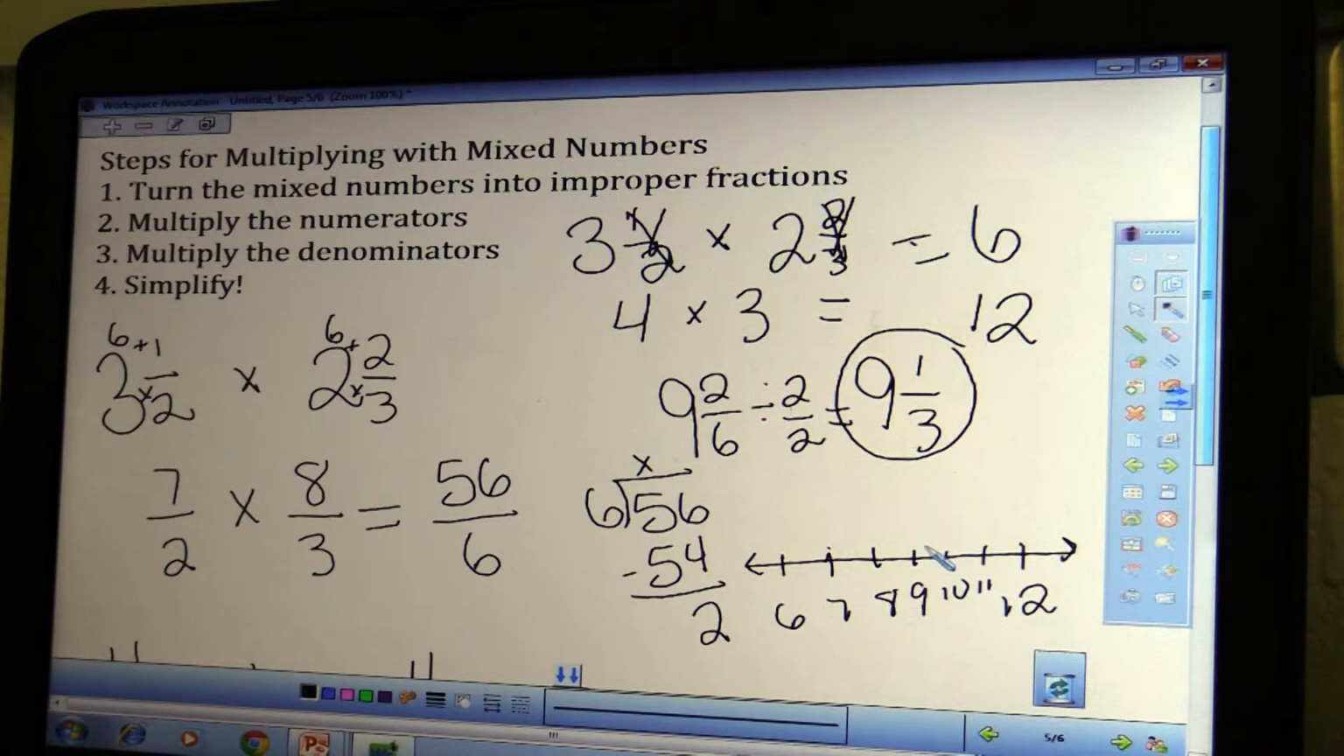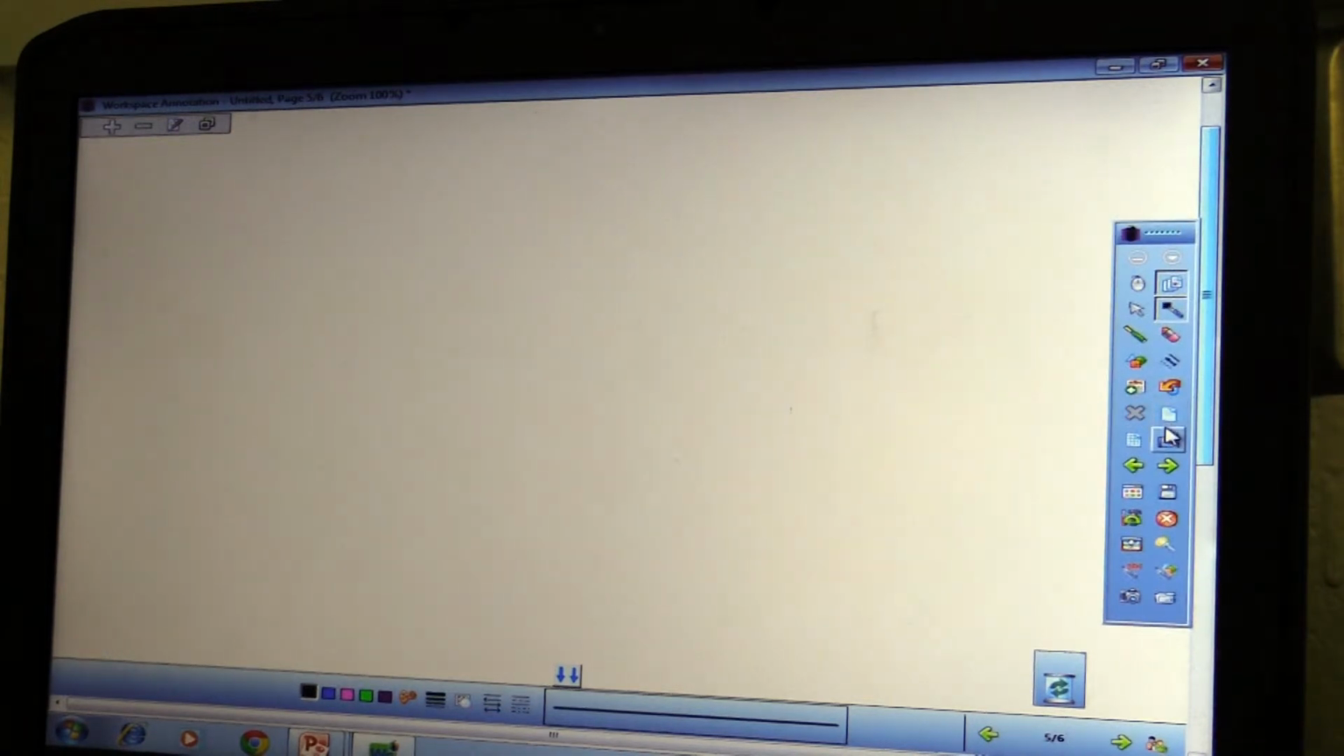If you notice, 9 is actually our halfway point between 6 and 12, and look at that. When we multiplied our mixed numbers, we got 9 and 1/3. So is our answer correct? Yes. After we've rounded and got 2 approximate answers, we know our answer needs to be somewhere between 6 and 12, and we ended up with 9 and 1/3. Let's try one more just to be sure of the steps.